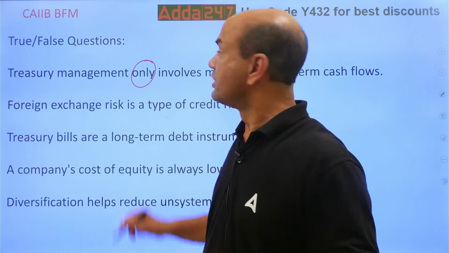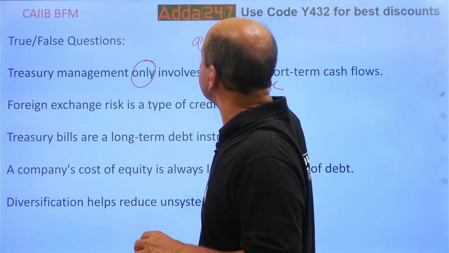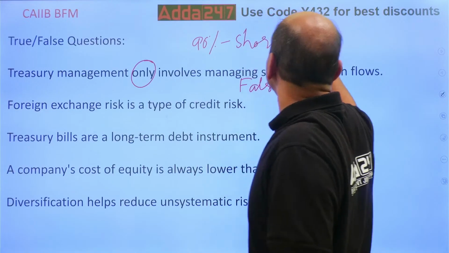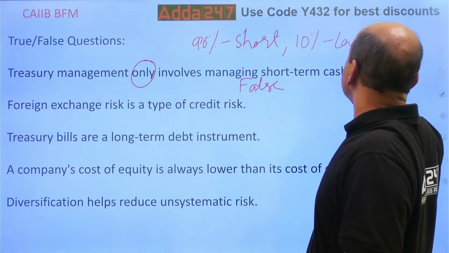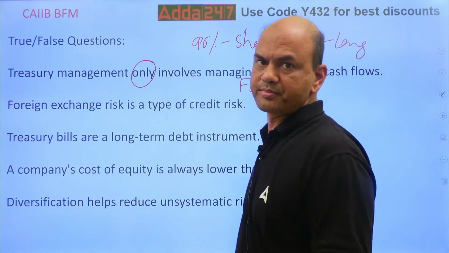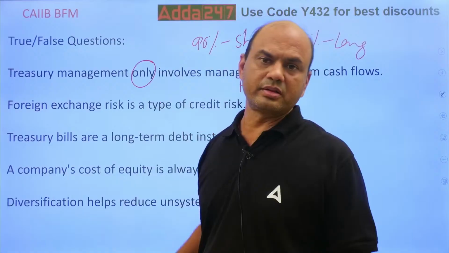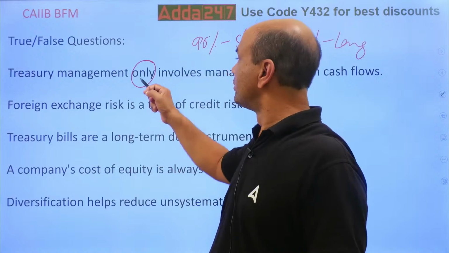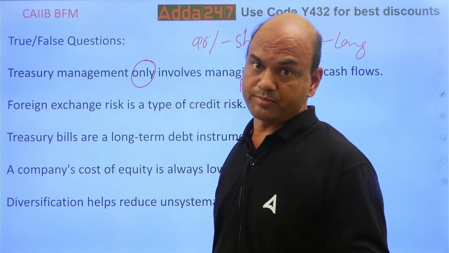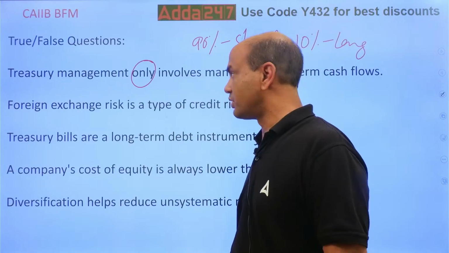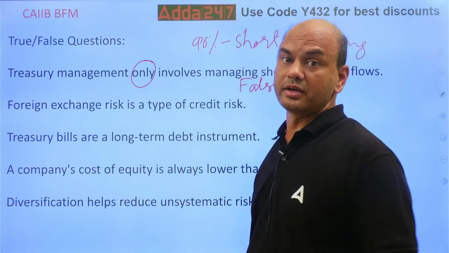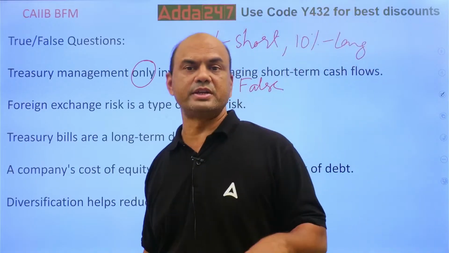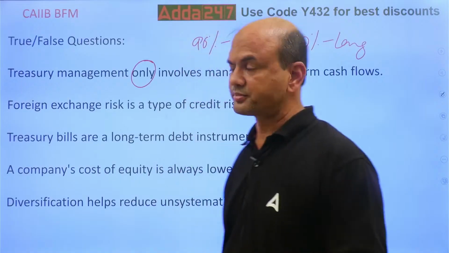But 90% is short-term, only 10% is long-term. Treasury's main role is short-term. But because of this "only" word, this is wrong. If it would have been "mostly involves", treasury management mostly involves, then it would have been true. Okay? Got it, everyone? Clear this concept? Treasury management is mainly concerned with short-term funds, less than 1 year.